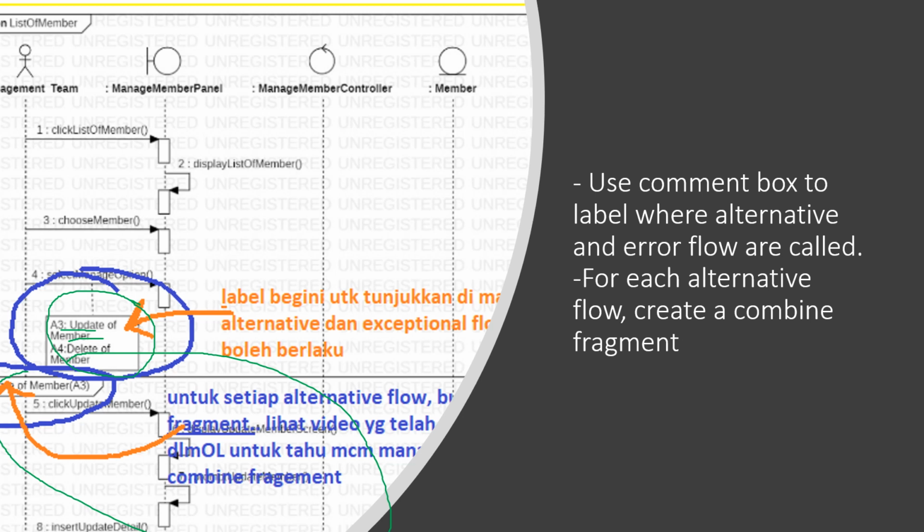And for each of the alternative flows that you have, you should create a combined fragment. Okay, for example, you have A3, update of member. So you should have a combined fragment here that is labeled with the same name, and whatever sequence that you designed in the use case specification for A3 should be shown in this combined fragment.